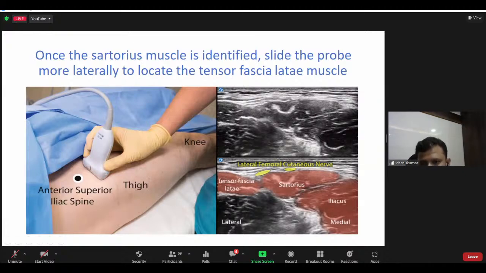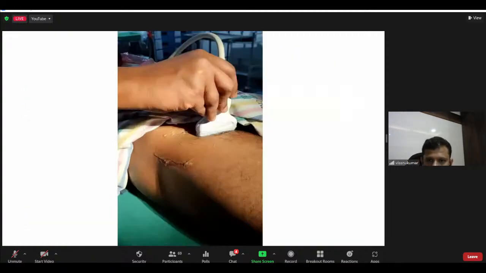It is not necessary that you have to see the nerve. You will get a 100% perfect block only if you cross the fascia lata and deposit above the sartorius muscle. So you can see here, this is just a demo. I just wanted to show you the probe portion.